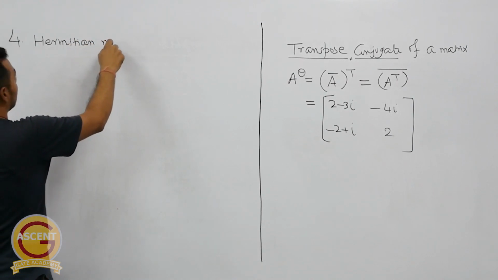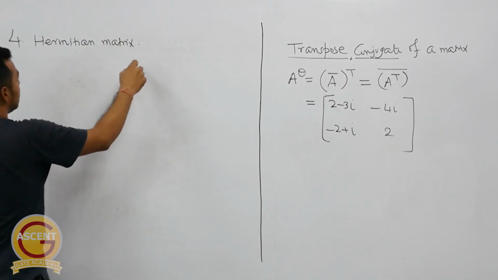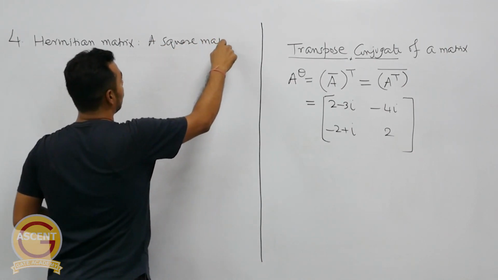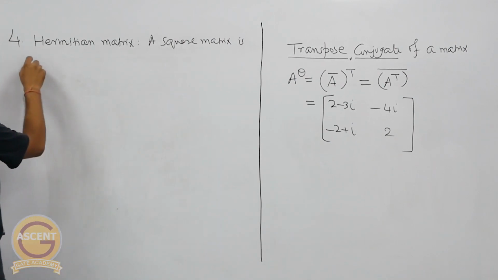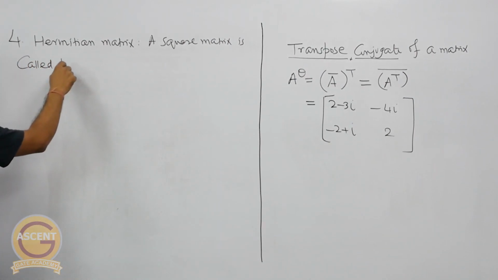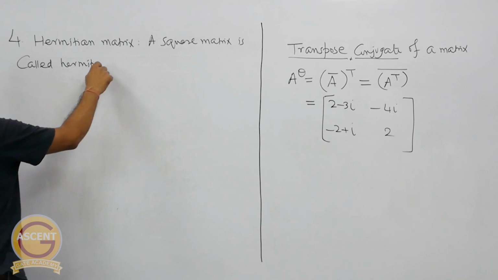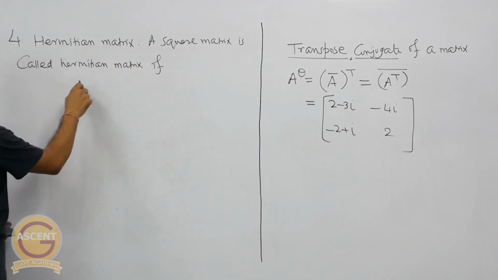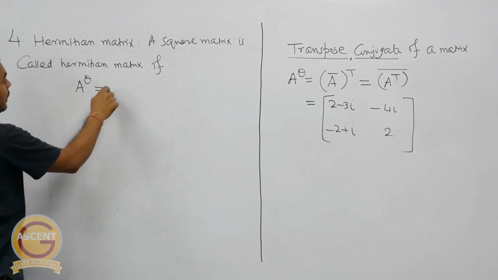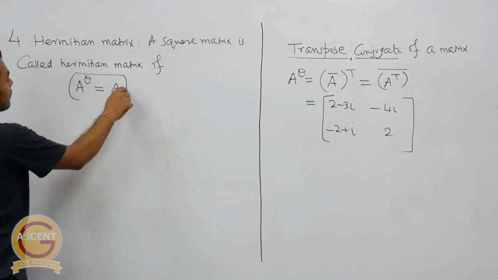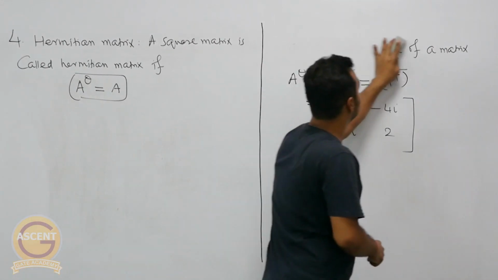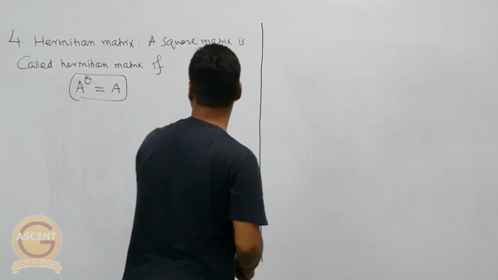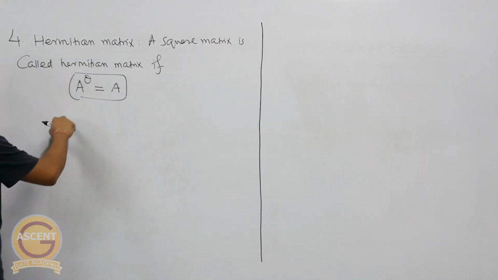The definition of a Hermitian matrix: a square matrix A is called a Hermitian matrix if the conjugate transpose of A, meaning A to the power theta, is the same as matrix A. If the conjugate transpose of matrix A is the same as matrix A, then we say that matrix A is a Hermitian matrix. Obviously this is the basic definition of a Hermitian matrix.